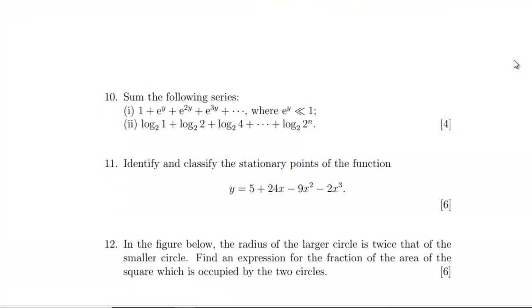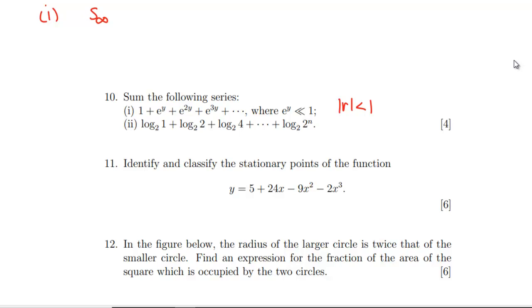Sum the following series: 1 plus e to the y, e to the 2y. Right, so that's a geometric series. So for the first one, we've got a geometric series going to infinity where e to the y is much less than 1. So yes, it's going to converge. So that's saying that our mod r is less than 1, which is what we want for a converging series, because it can't be negative.